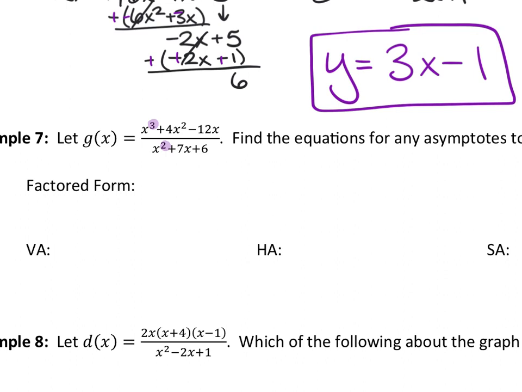I don't want to do long division with degree 3 and degree 2 polynomials. I could. It would still work. It's just ugly. So instead, what we're going to do is factor g of x first and see if we can find any of the types of asymptotes it might have.